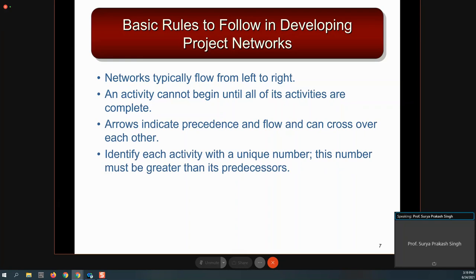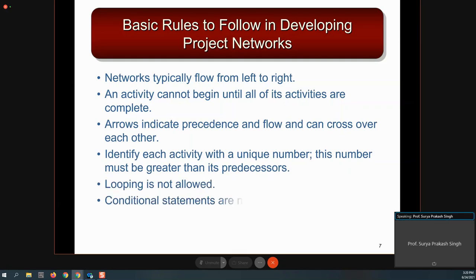Identify each activity with a unique number, and this number must be greater than that of its predecessors. It's a thumb rule. Many times you don't want to give a unique number; you can give some kind of serial number, 1, 2, 3, 4, as you draw, and every activity you can denote by some code. It's up to you, because the project manager knows the meaning of that code, and to draw a short network they can use this coding.